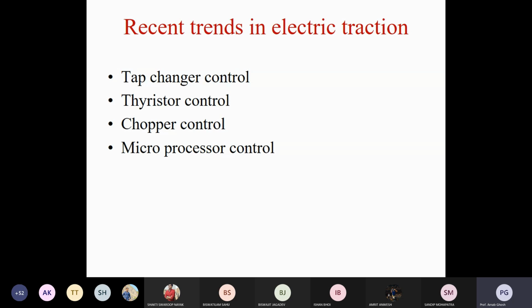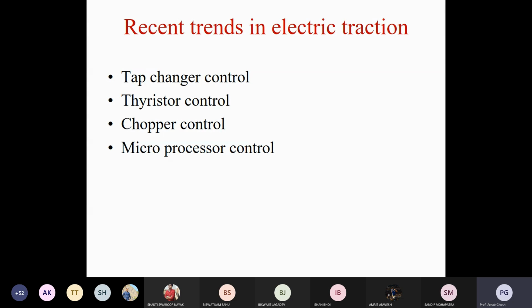In case you don't have any power electronics converter, you can directly put it through an AC-DC converter, I mean a rectifier, and then feed the traction motor. If you change the tap of the auto transformer that is dedicated for your traction motor, the voltage will automatically change. If the voltage changes, the motor input voltage varies, and the speed of the motor will change.